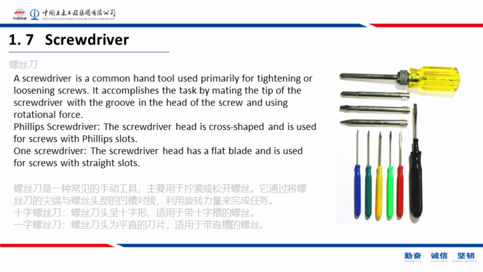PPT 10. 1. Screwdriver. A screwdriver is a common hand tool used primarily for tightening or loosening screws. It accomplishes the task by mating the tip of the screwdriver with the groove in the head of the screw and using rotational force. Phillips screwdriver: the screwdriver head is cross-shaped and is used for screws with Phillips slots. Flat-head screwdriver: the screwdriver head has a flat blade and is used for screws with straight slots.